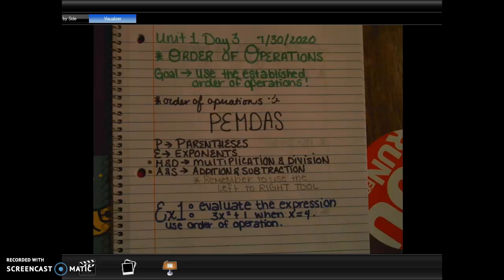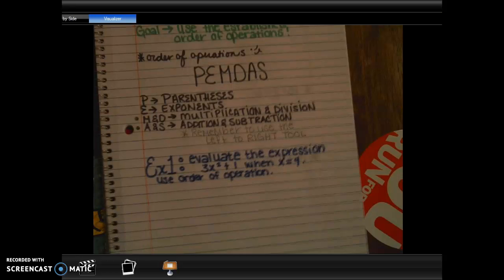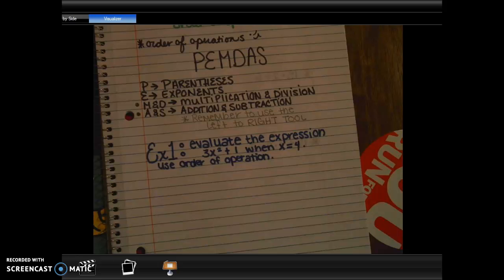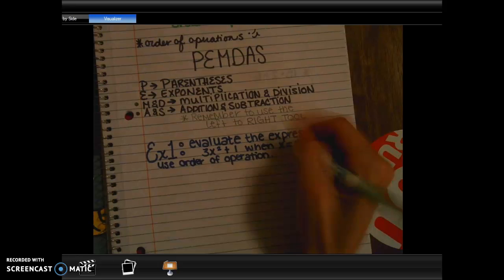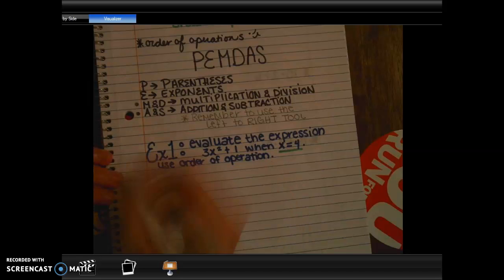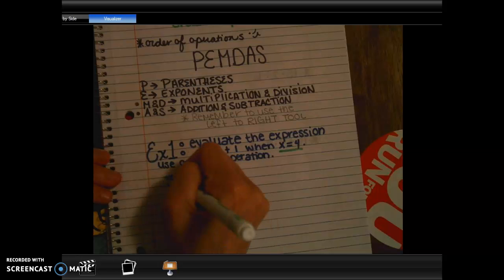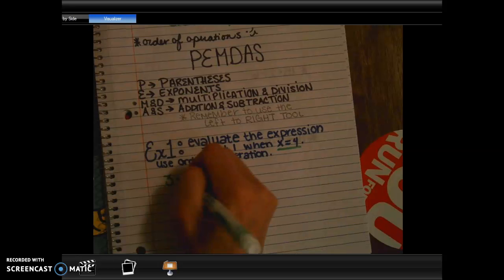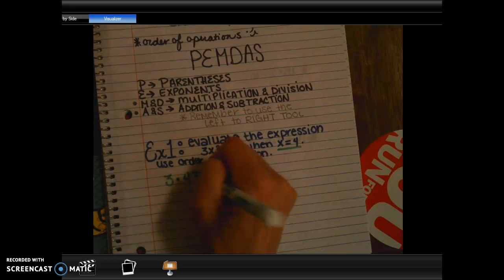So let's do an example of that. So let's evaluate the expression 3x squared plus 4 when x equals 4. Use your order of operations. Now remember, when they give us a value, like here they give us that x equals 4, that means we're going to substitute 4 in wherever there's an x in our equation. So I'm going to rewrite this as 3 times, because whenever they're written right next to each other like that, it means multiplication. 3 times 4 squared plus 1.